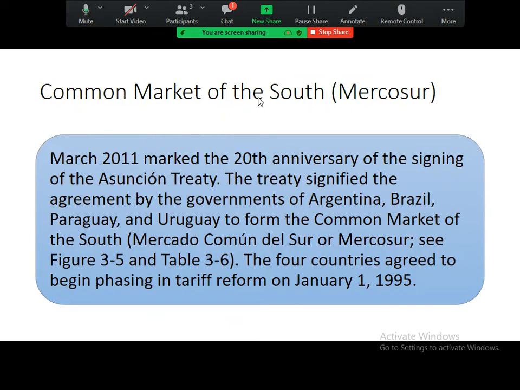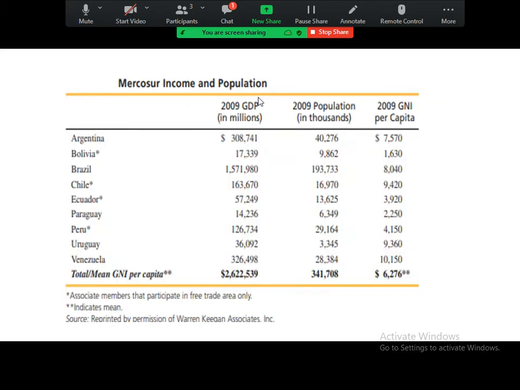Now, March 2011 marked the 20th anniversary of the signing of the Asuncion Treaty. The treaty signified the agreement by the governments of Argentina, Brazil, Paraguay and Uruguay to form the Common Market of the South, that is called Mercosur. That we have just seen in these figures. The four countries agreed to begin the phasing in of the tariff from January 1995.